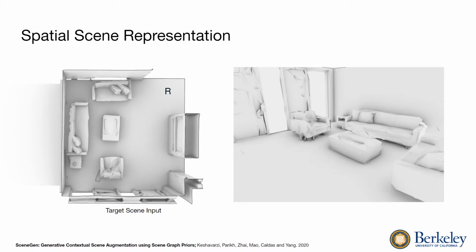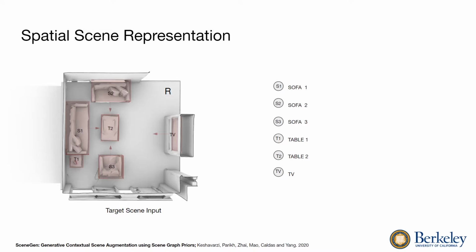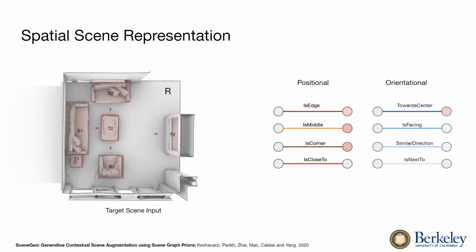So again, same slide. We have a spatial scene representation. A previous semantic segmentation system would help us understand the semantics and the bounding boxes of our objects. So this is a given in our system. Now, once we have these bounding boxes, we allocate each object to a node and their relationships as edges of a graph. And these relationships can be positional and orientational.